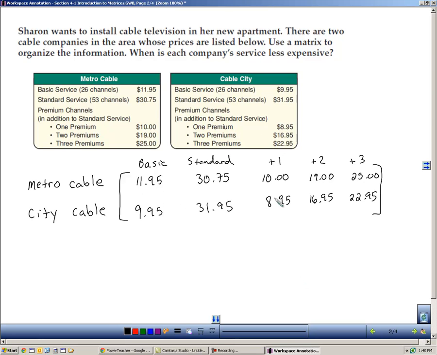So this allows us to take the information and organize it in a way that we can maybe answer a question about. So when is each company less expensive? So here, city cable is the way to go. For standard, you go metro cable, city plus 1 premium, city, and city. So it looks like metro is the only one that's cheaper if you get the standard cable.